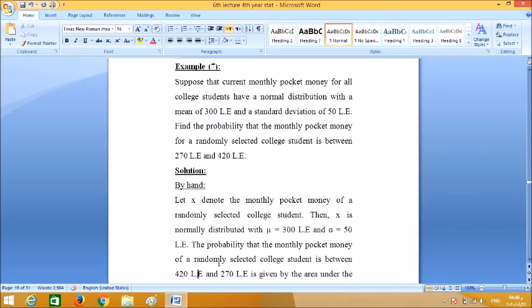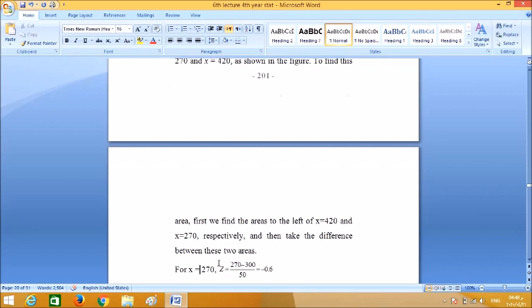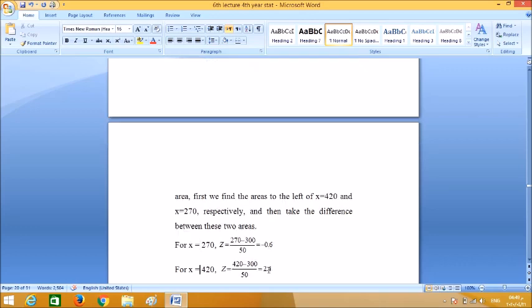By hand, for x equal 270, z equal 0.6, and for x equal 420, z equal 2.4.